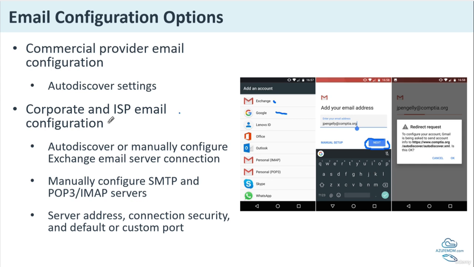In some devices where you want to configure the corporate email, your office email, in that particular device, you can also do that. It can also get auto discovered or manually configured over the server connection. Manual configuration requires SMTP and IMAP servers. Server address, connection security, and default or custom port are required for all kinds of manual setup.